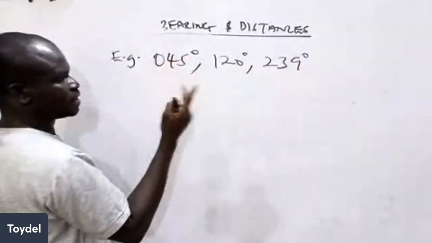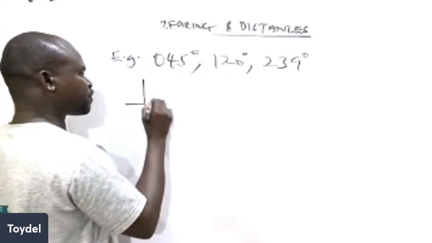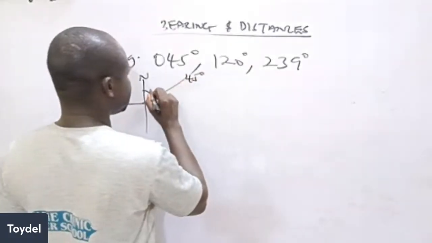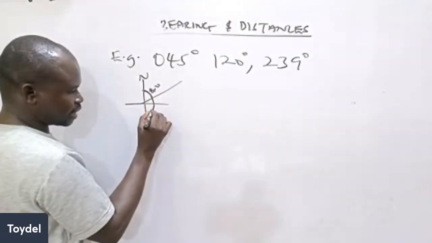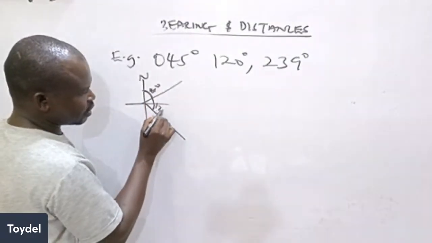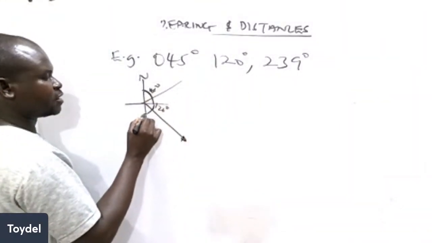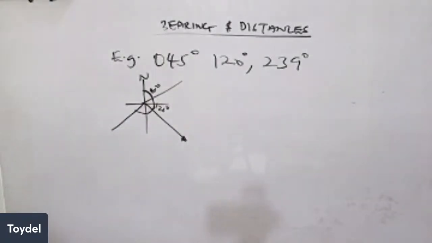These are 3-digit bearings. For 3-digit bearing, if you want to indicate it, it's a must for you to start from the north pole. This is 45 degrees. When you have 3-digit bearing 120, this is 90, you add 20 to it. This is 120 degrees. For 239, this is 90, 180, 239 will be somewhere around there. So when you have 3-digit bearing, it's a must to start from the north pole.